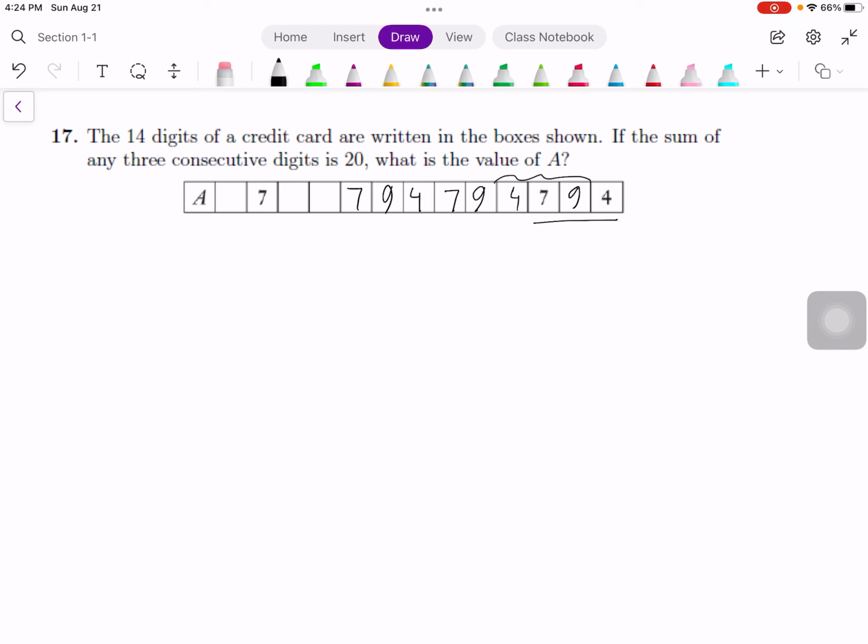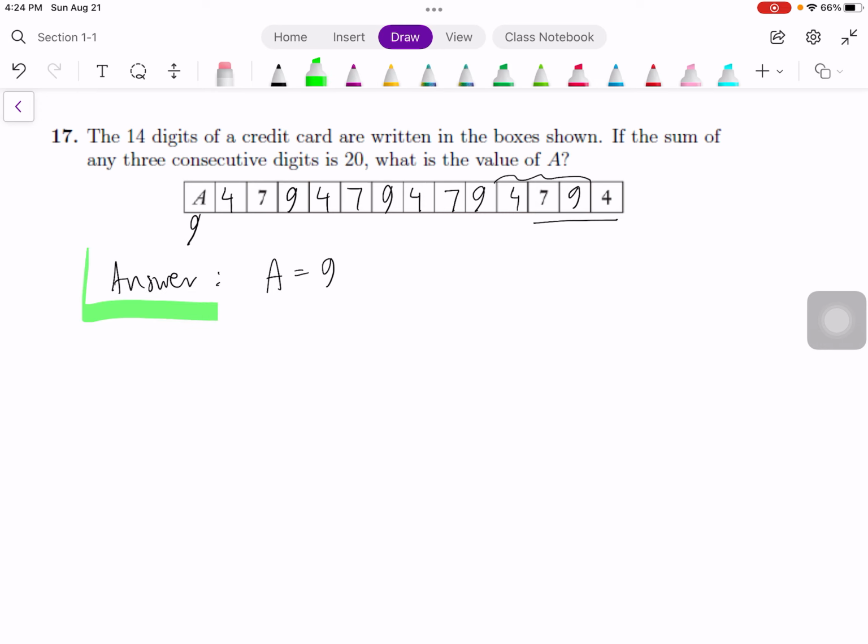9 plus 7 is 16, so that has to be 4. 7 plus 4 is 11, so this one has to be 9. 9 plus 7 is 16, so this one has to be 4. And then 7 plus 4 is 11, so this has to be 9. So basically A equals 9.